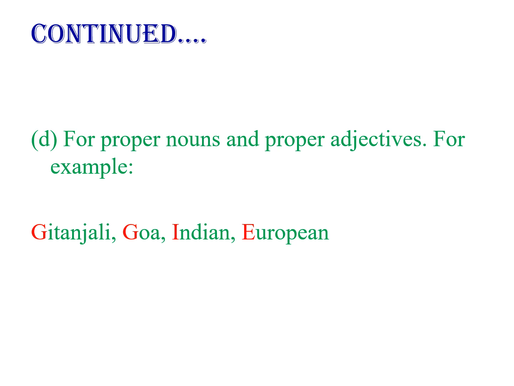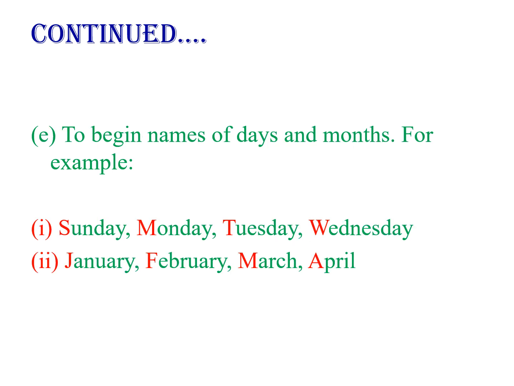The capital letters are used for proper nouns and proper adjectives. For example, Gitanjali and Goa are proper nouns. Indian and European are proper adjectives. To begin names of days and months, for example, Sunday, Monday, Tuesday, Wednesday, January, February, March, April, all the capital letters are marked in red.